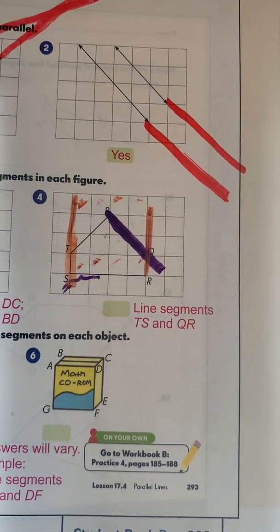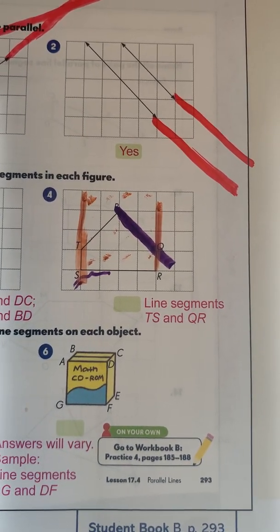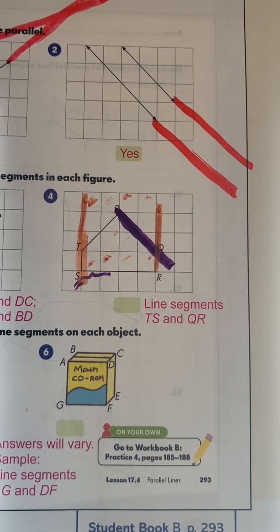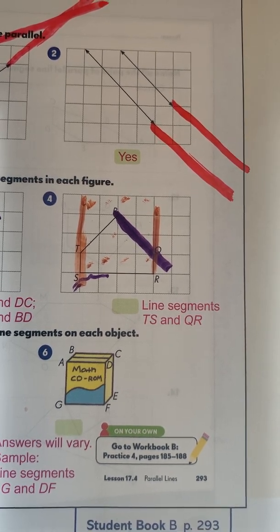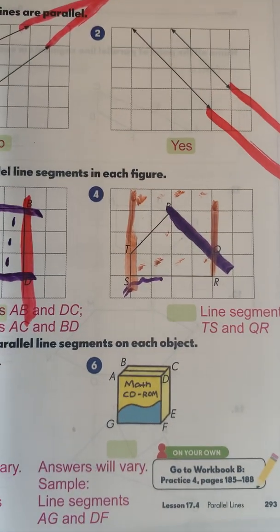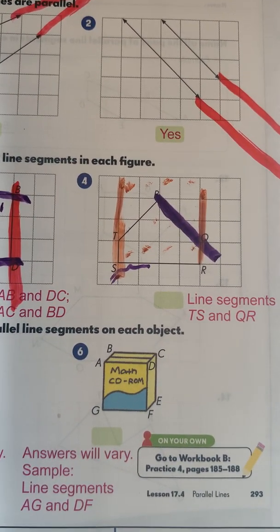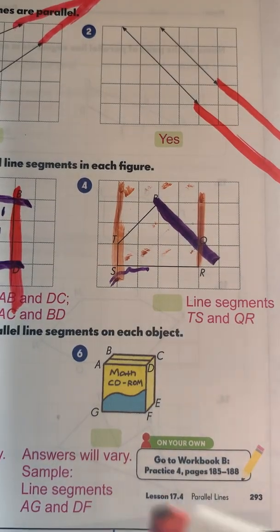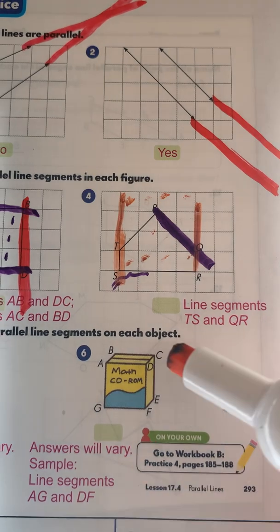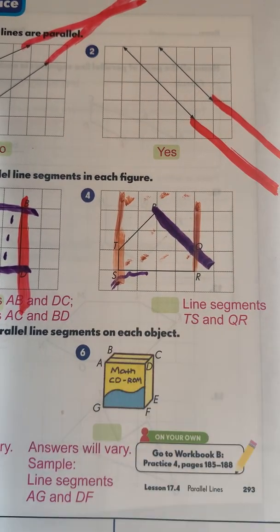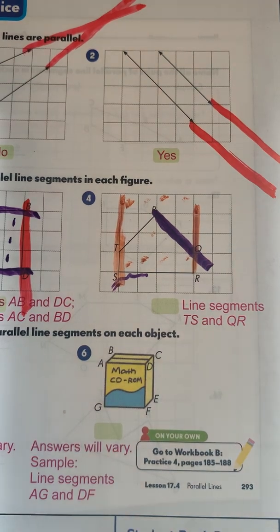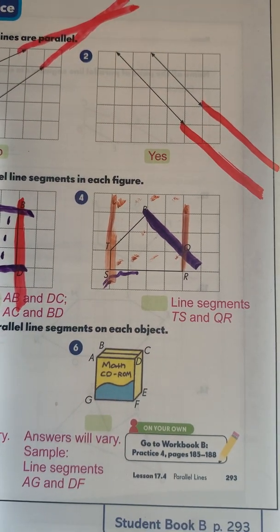Let's take a look at 6. So we're looking for parallel lines on our CD-ROM cases. Go ahead and write down what you think the parallel lines might be. Excellent job. So you could again have several options. Here on the answer sheet, they said AG and DF. Yep, that's a parallel pair, but you could have also done DC and AB. You could have done CE and DF. So there's a lot of different things you could have done.